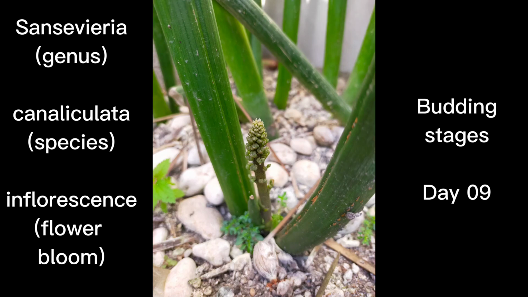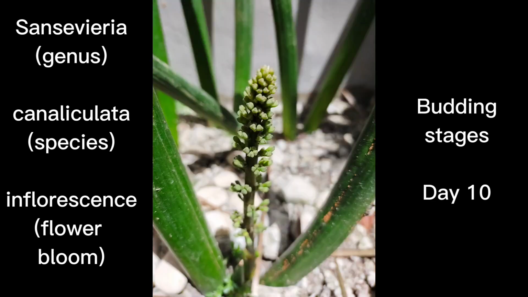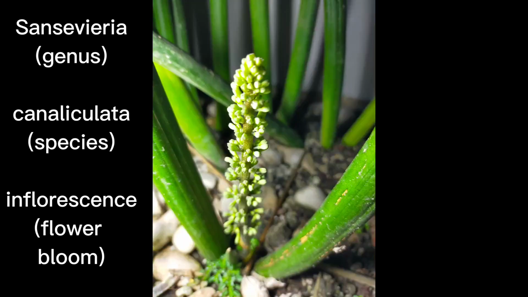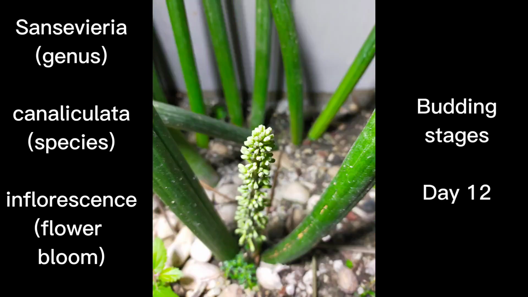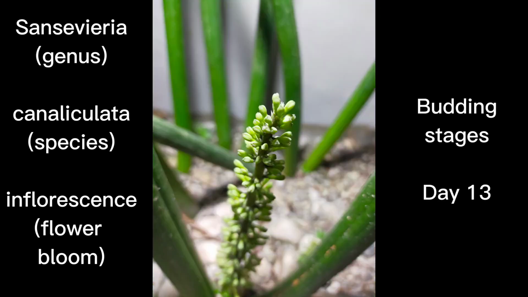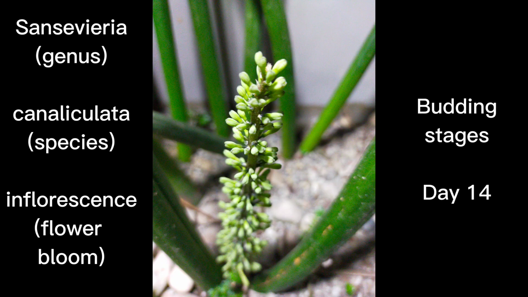As the days go by, the flower stalk increases in height, but not too much. Later on, we're going to measure the final length of the flower stalk of this species. By the way, the species canaliculata is confused with another species, stuckyi, and we're going to discuss later on what the differences are, especially how to identify them.